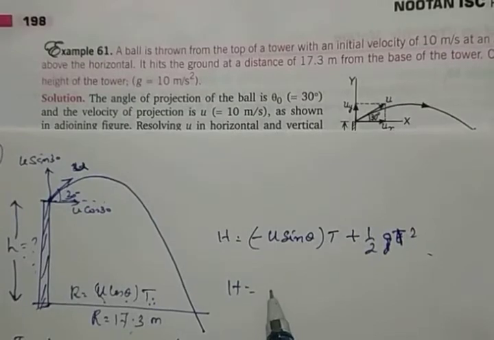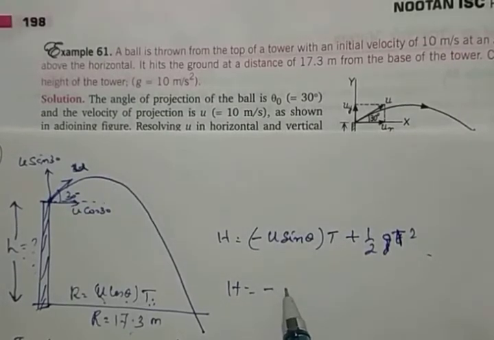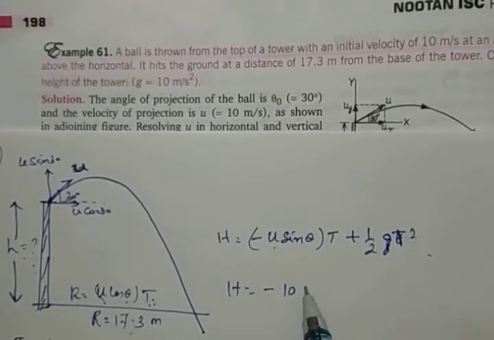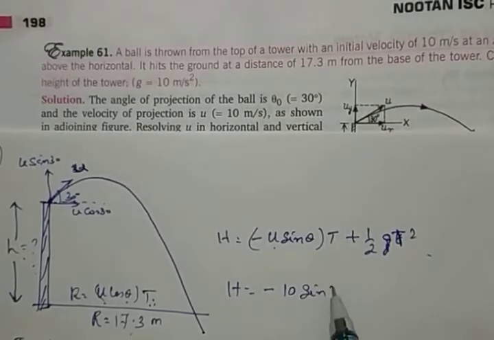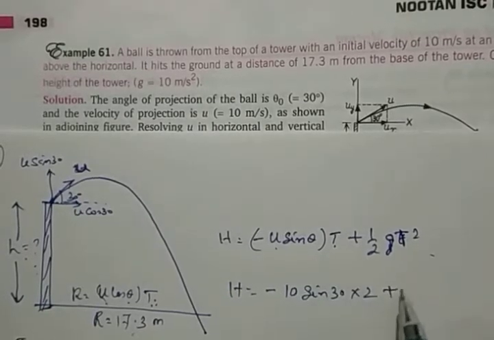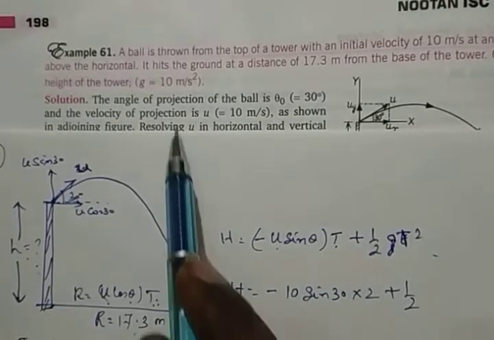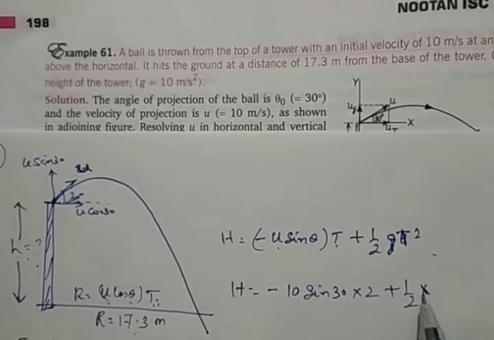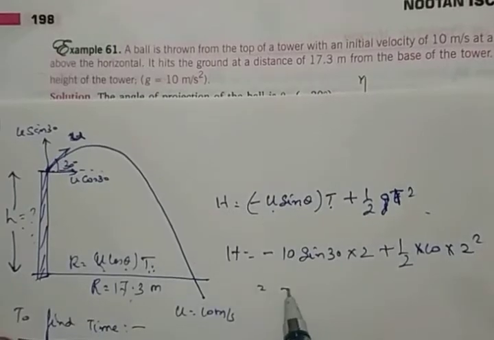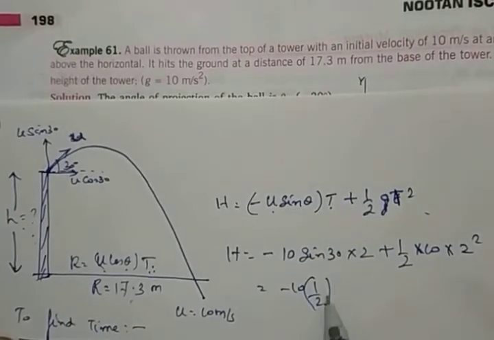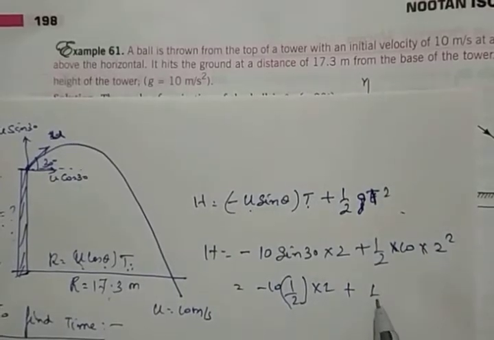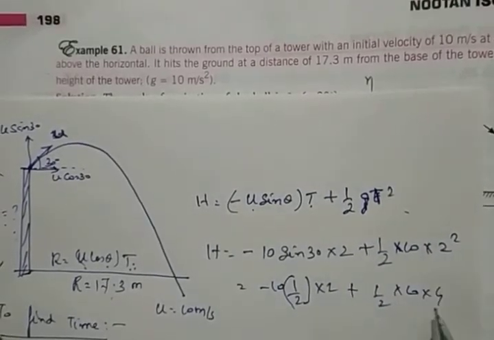It is going to be minus of, 10 is the u value, then sin 30 into 2 seconds, plus half, it is given g is equal to 10, so into 10 into 2 square. It is minus 10 into 1 by 2 into 2 plus half into 10 into 4.